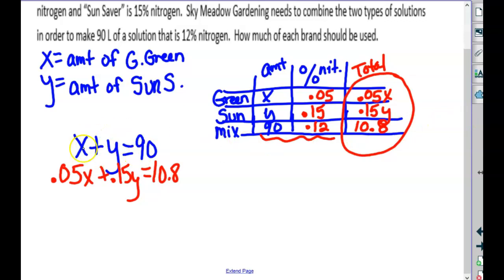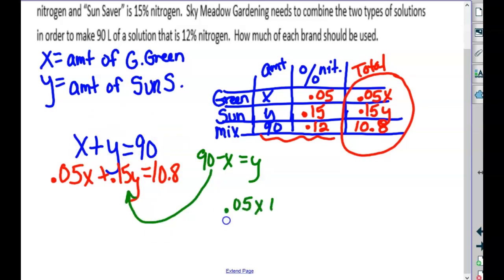Substitution, you may have learned to do these by substitution in that you may have done these kind of mixture problems with only one variable, because we certainly could have used 90 minus x to equal y. Does that make sense, guys? Because they had a total 90. So 90 minus x would be going in for the y. So then we'd have 0.05x plus 0.15 times (90 minus x) equals 10.8.